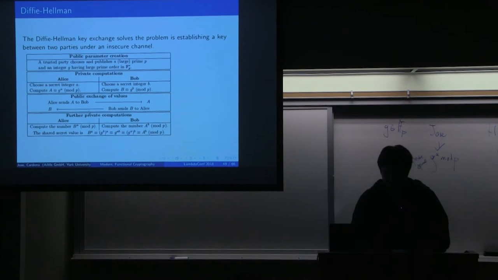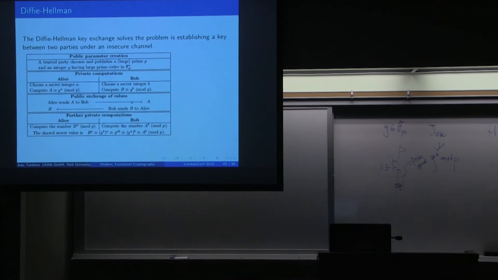So now Jose B has essentially a secret exponent B in the range of 1 to P minus 2. Then he computes G to the B mod P. And then they talk to each other. Jose sends Jose B this, and Jose B sends Jose this.